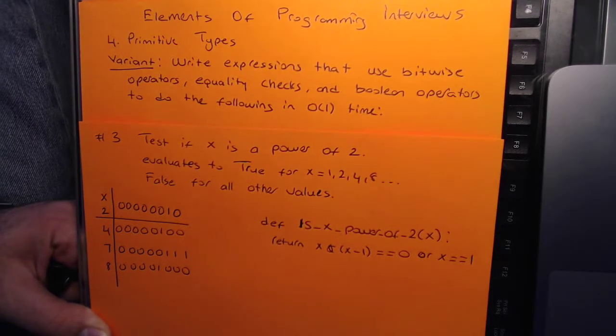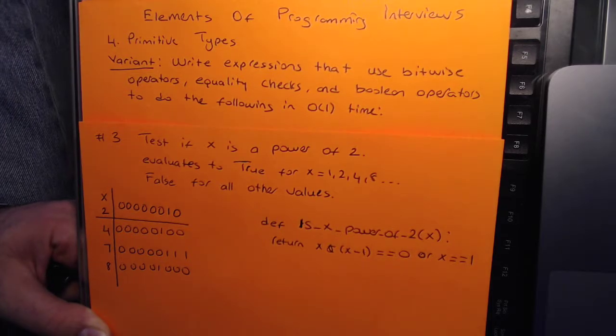We are going through the Elements of Programming Interviews book questions, and we are in Chapter 4, Primitive Types, working on the variant questions. Variant questions have the following constraint: write expressions that use bitwise operators, equality checks, and Boolean operators to do the following in constant time.